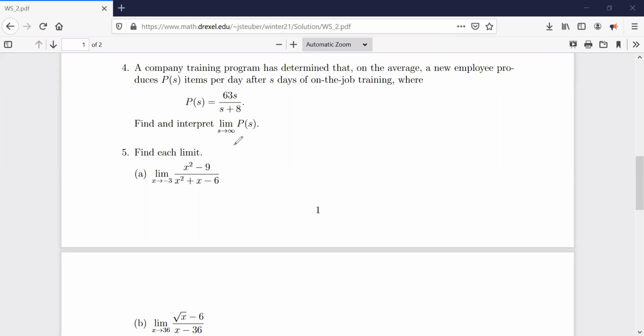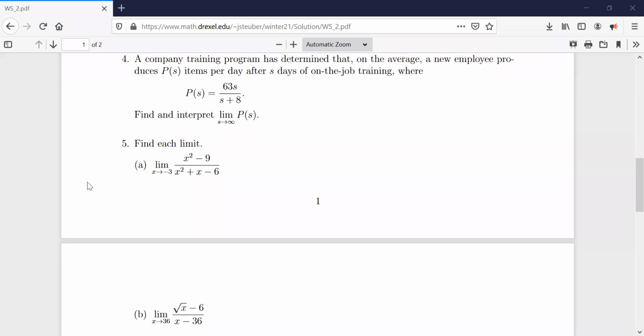Yes. The infinity's kind of throwing me off. It's just a long time, but wouldn't that mean it's the most he's ever going to produce? You know what I mean? Because it's towards infinity.